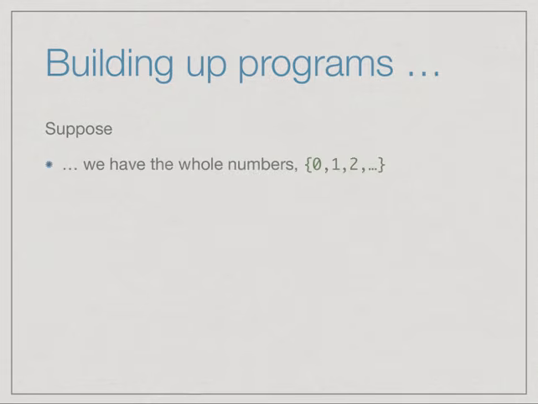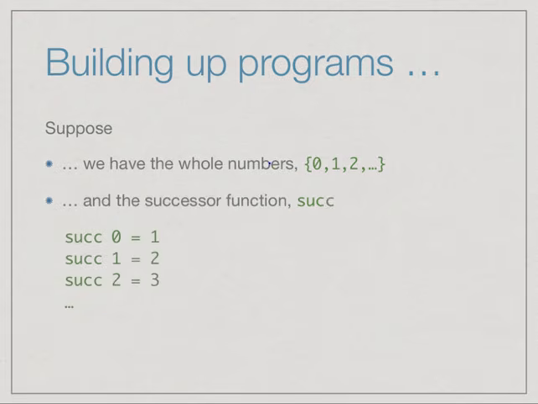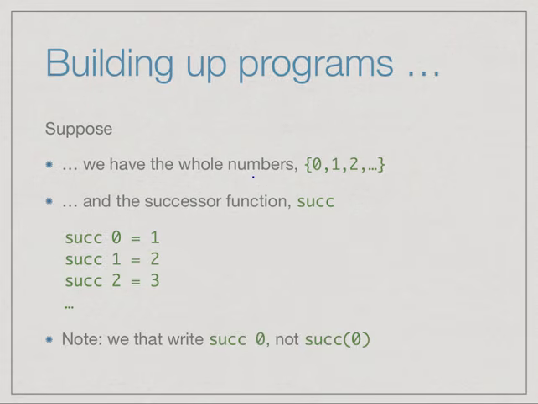Suppose we start with the whole numbers, that is the integers 0, 1, 2 and so on, so the non-negative integers. And suppose the only thing that we know how to do with these numbers is to add 1. So we have a successor function which we can think of as a +1 function. So it says that 0 plus 1 is 1, the successor of 1 is 2, so 1 plus 1 is 2 and so on. So this is what is given to us. We have the whole numbers and the successor function.